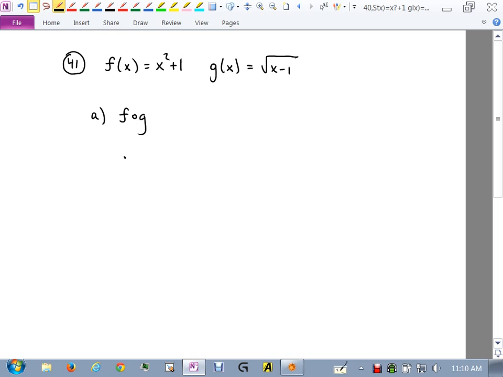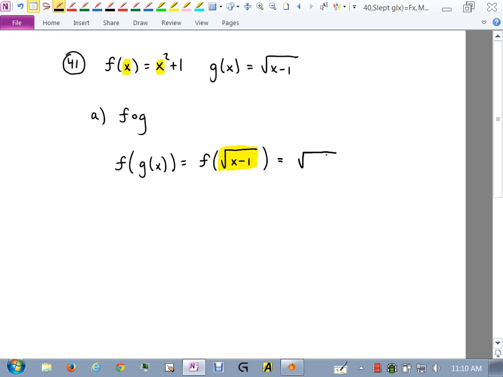So f of g means f inside is g, which means f, and inside, let's write g down, square root of x minus 1. So we look back now at f. F has the x in it. We're going to replace that x with this entire expression, square root of x minus 1. So it'll look like this.